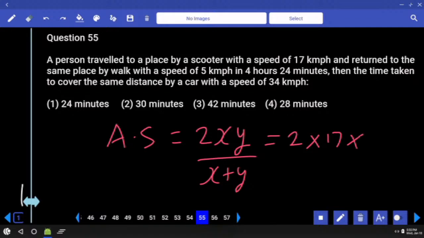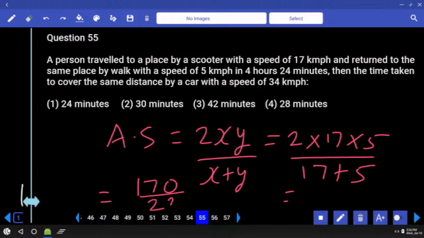So 2 into 17 into 5 by 17 plus 5. This equals what? How much are you getting? 170 by 22, right? 2 into 17 into 5, that's it, right? Yes or no? 170 by 22.